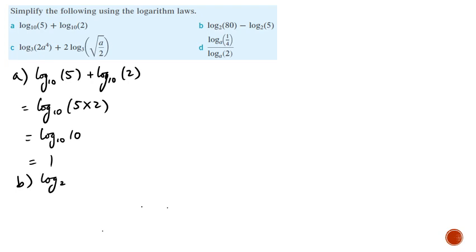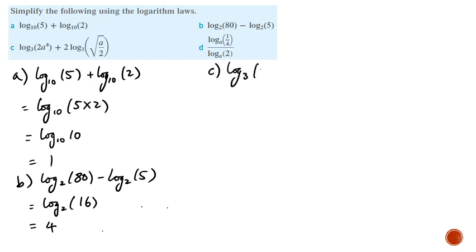Okay, log 2 of 80 minus log 2 of 5. So we divide the 2, so then we get a 16. Then that's to the power of 4, so the answer will be a 4.